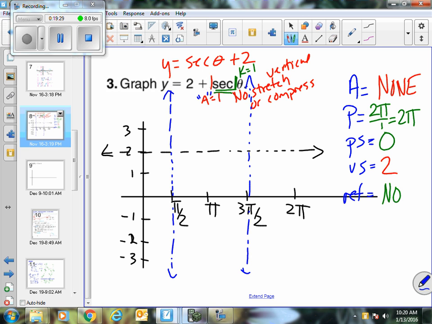Now, the places where secant was 1, so at 0 and 2 pi, those have to move up 2. So this whole graph is moving up 2. So what was at 1, up 2 from there would now be at 3. Now, some people like to do it like that, just slide the points up. The other way to think of it is look at where those points are. They're 1 above and below the middle.